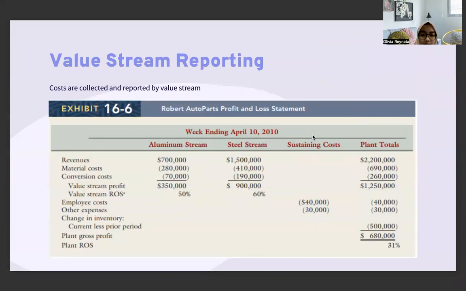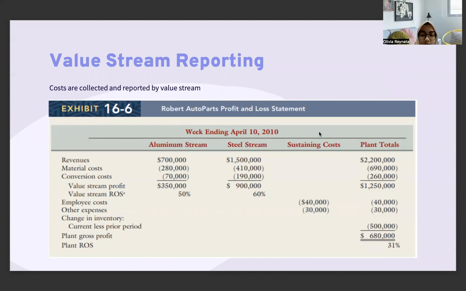Value stream reporting. The costs are collected and reported by value stream, with outside costs reported separately. Exhibit 16.6 shows a profit and loss statement for the plant for the week ending April 10. The plant had significantly increased its sales of steel wheels to auto manufacturers that were replacing aluminum wheels with steel wheels on new models.